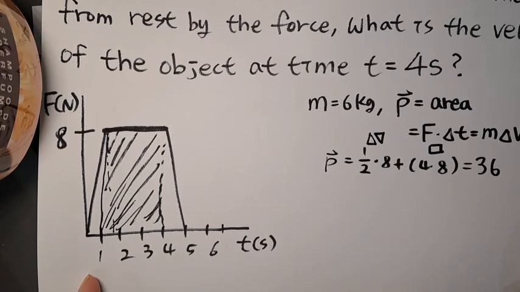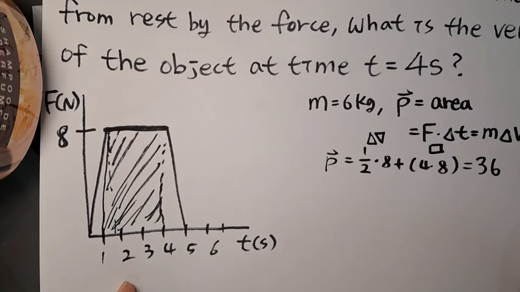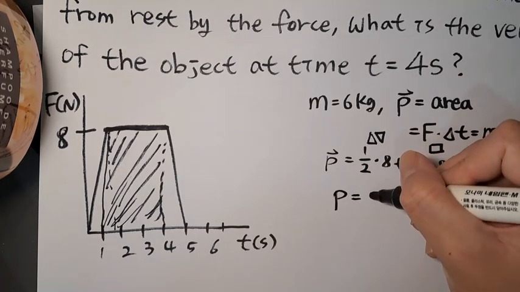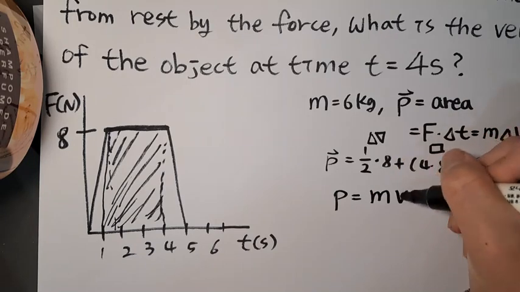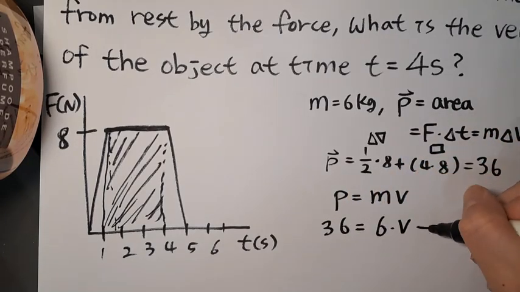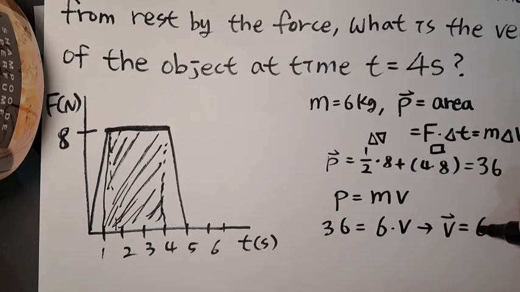We found the momentum, and we are going to apply this to this equation. So the velocity is going to be 6 meters per second.